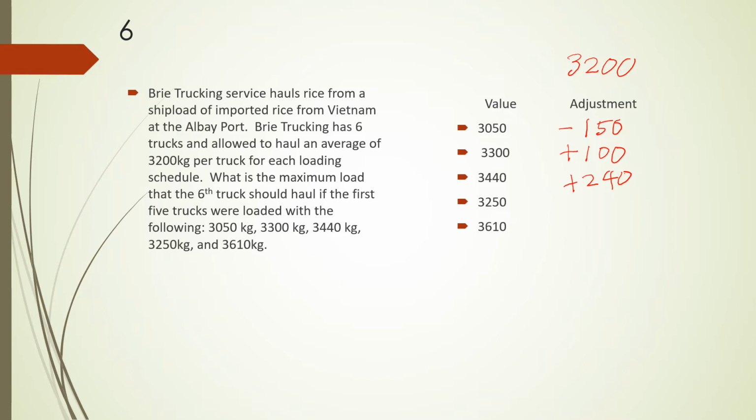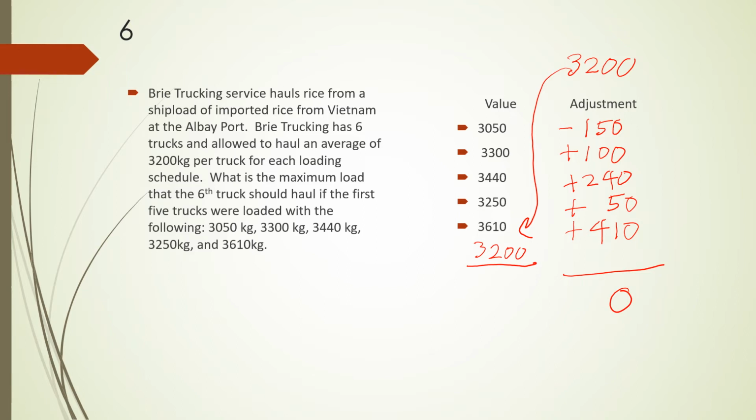3,250 will be equal to 3,200 plus 50, and 3,610 is 3,200 plus 410. Okay, so for the 6th truck, we will have to have a reference value of 3,200. Okay, and then we know that all of this must sum up to 0. Okay, but how do we cancel things out?